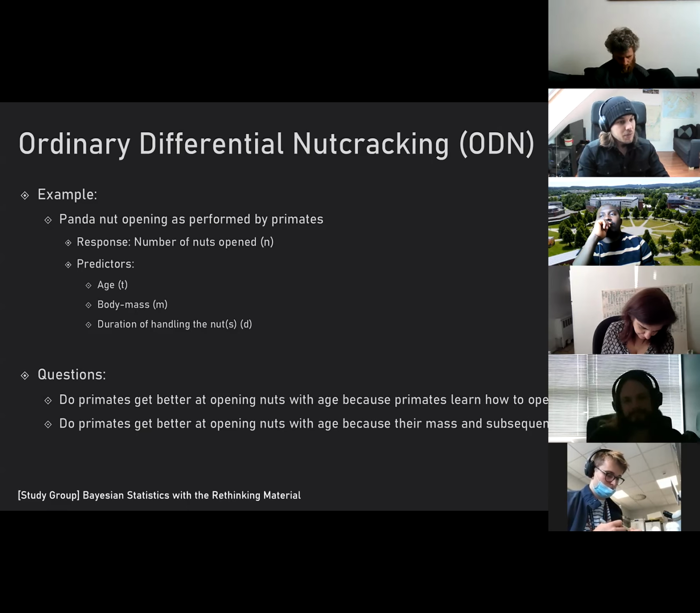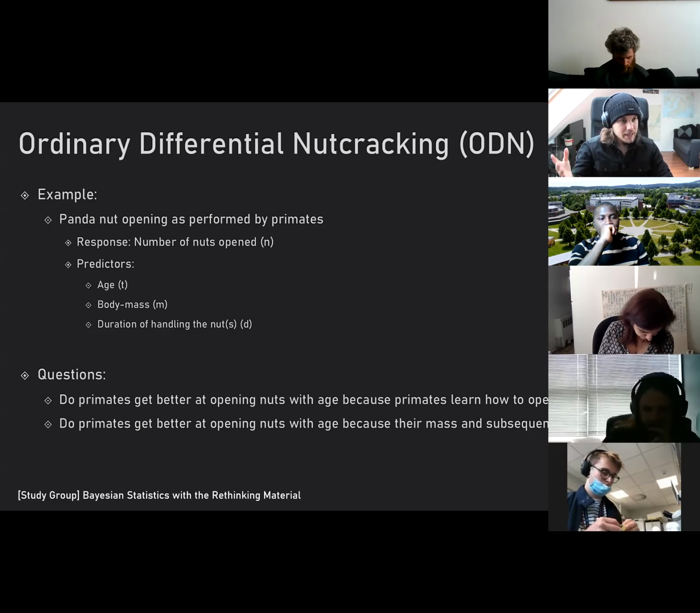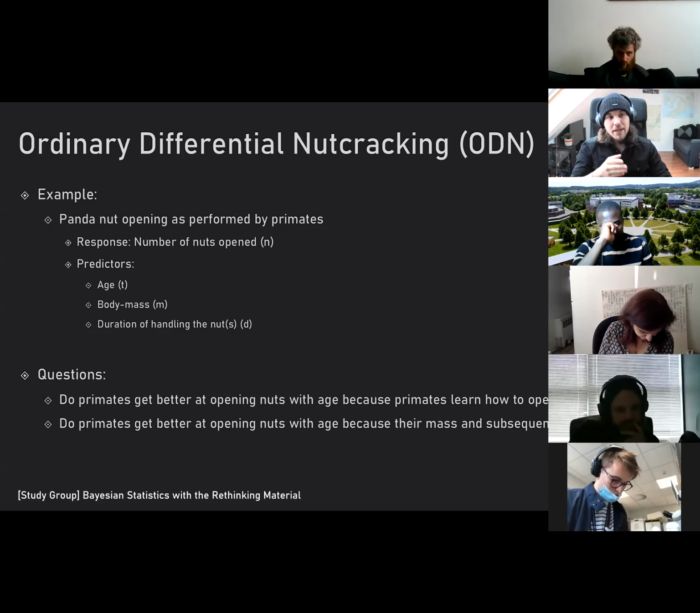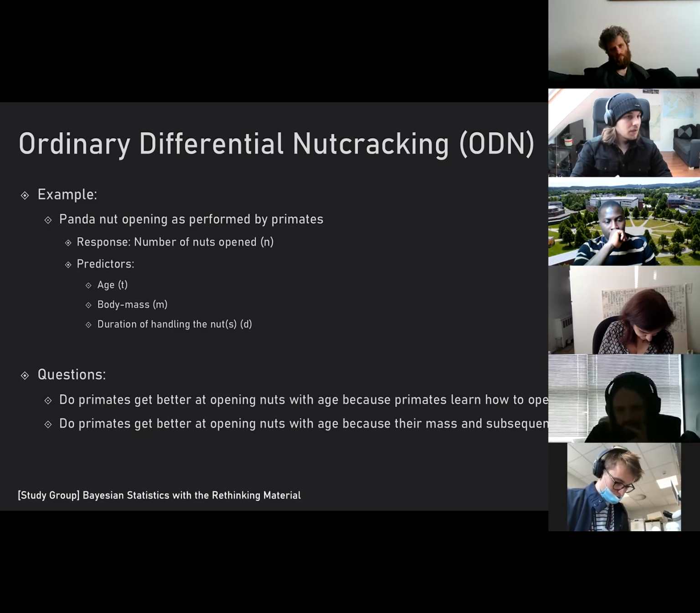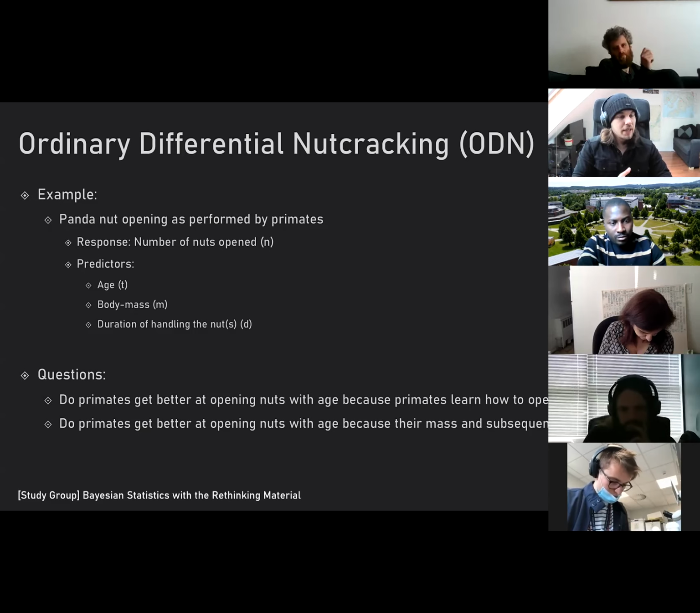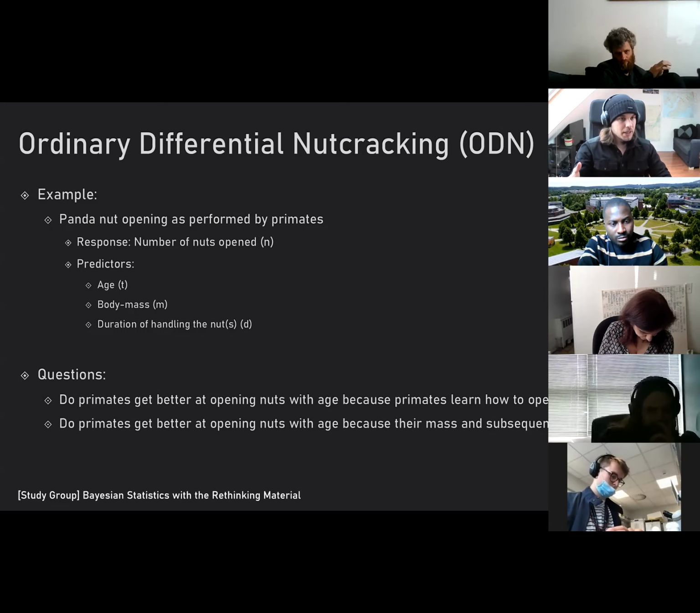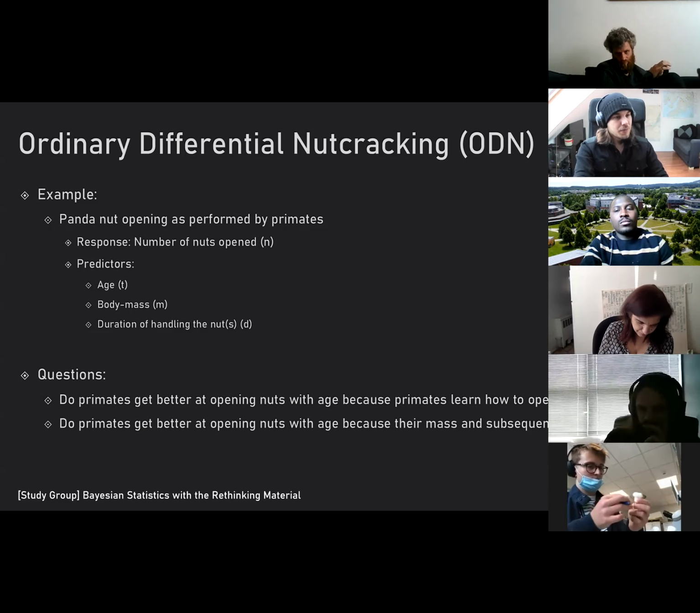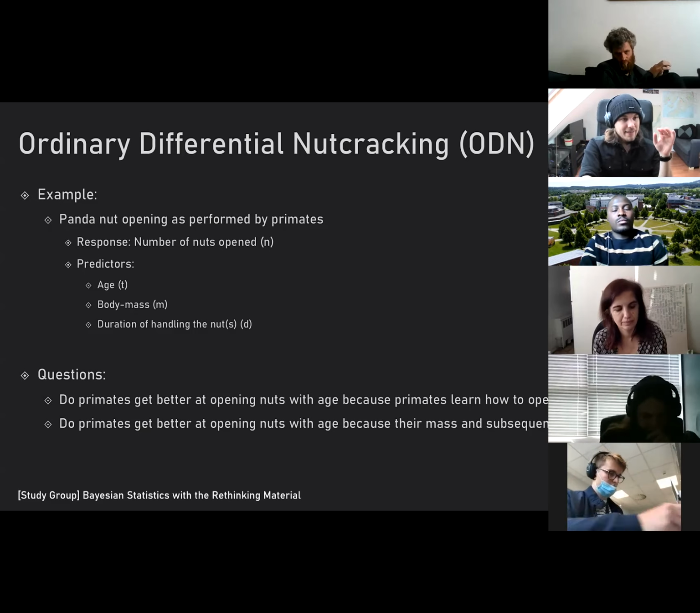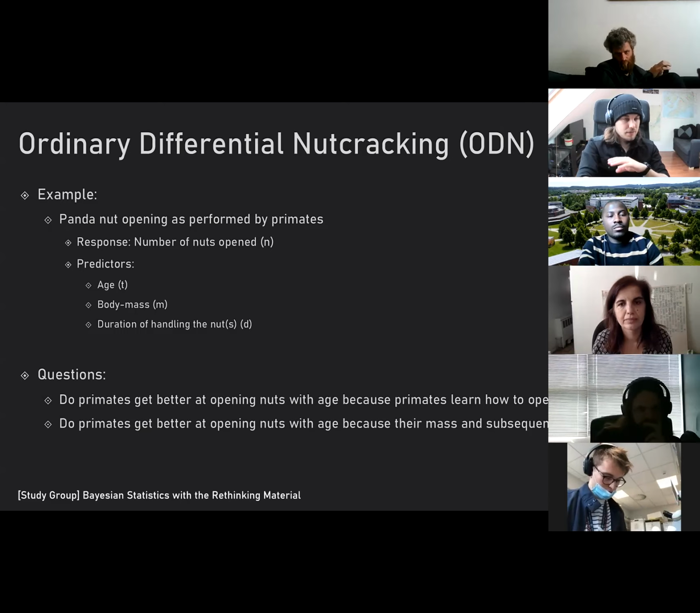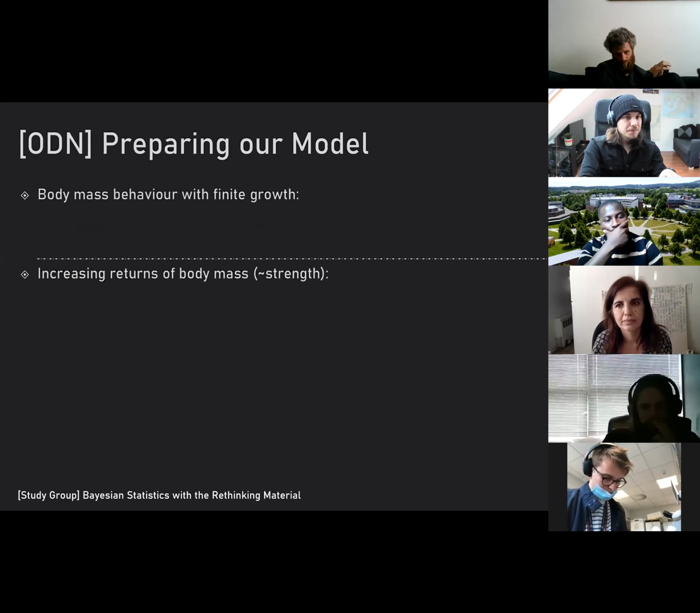Potential questions which we might want to ask would be, if we can see, and spoiler alert, we do see this, primates get better at opening these nuts with age, do they get better as they age because they learn how to open nuts, so tool use, that is, or do they get better at opening nuts just because they get stronger as they age? And these are questions which we can address with our models. In the next few slides, we're just going to look at, do they get stronger?